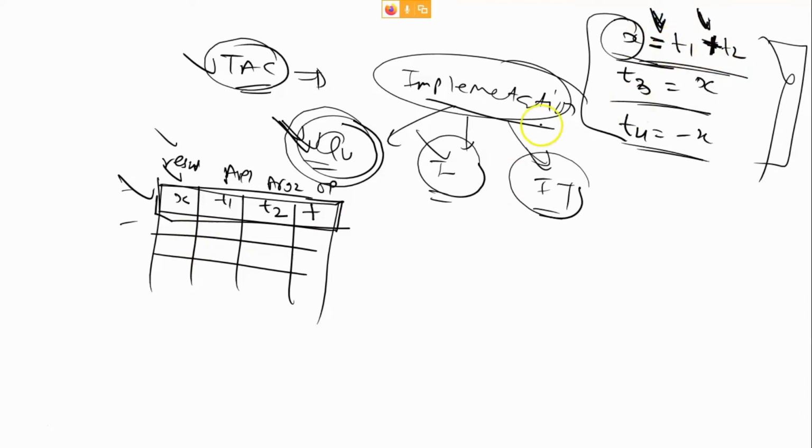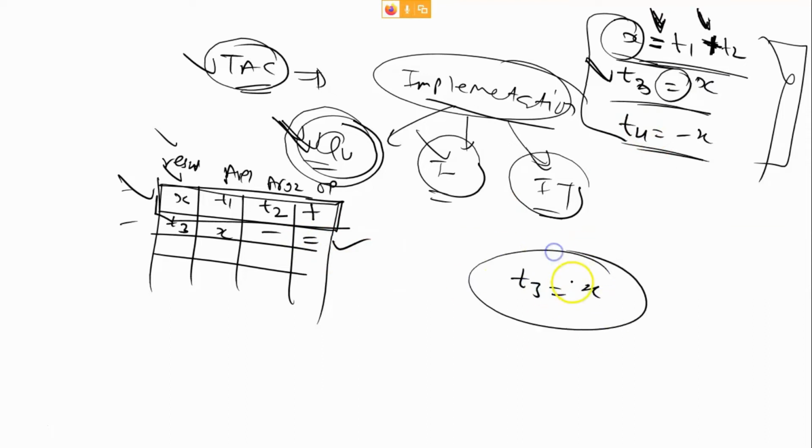Now, for example, if you make the record for t3 equal to x, the result is t3, the first argument is x, there is no second argument, and the operator is equal. This is just a copy instruction. So for a copy instruction, the result is t3, the first argument is x, there is no second argument, and the assignment operator is put in the operator field. So this is the difference.